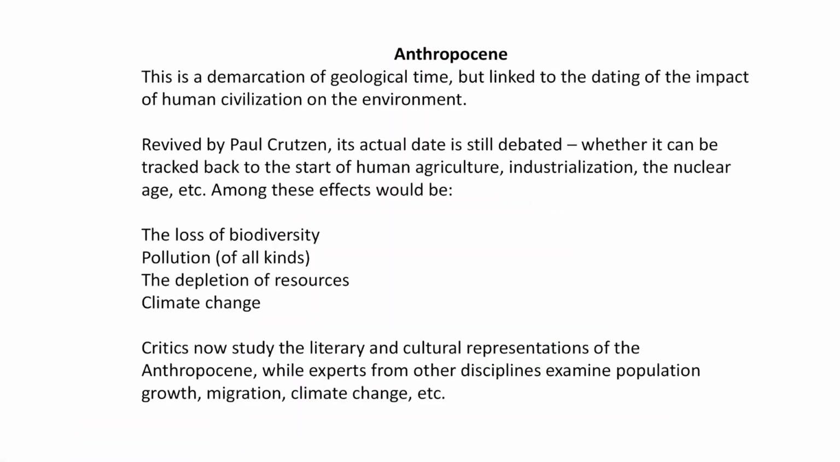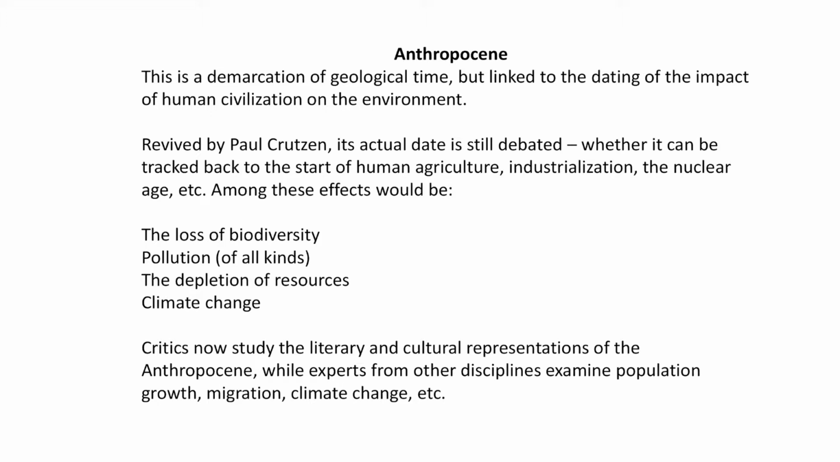Our next key concept is something that has been doing the rounds in the last 10 plus years, the Anthropocene. The Anthropocene is a demarcation of geological time linked to the dating of the impact of human civilization on the environment. Revived by Paul Crutzen and now widely debated as to where the actual Anthropocene begins, Anthropocene is a history of man's interference, intervention, and influence on the environment.